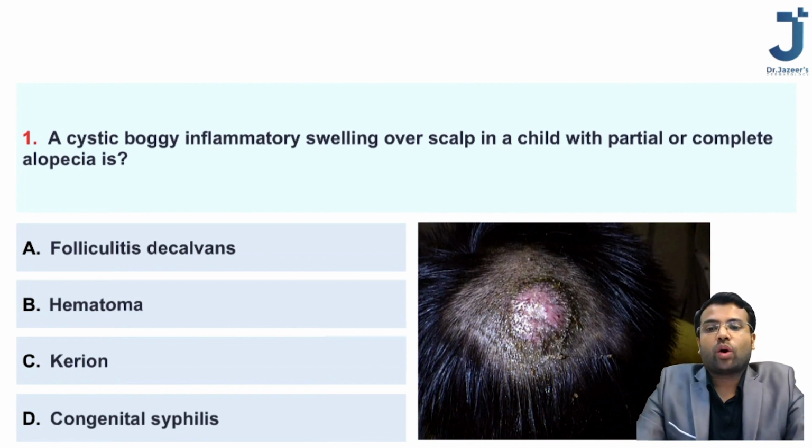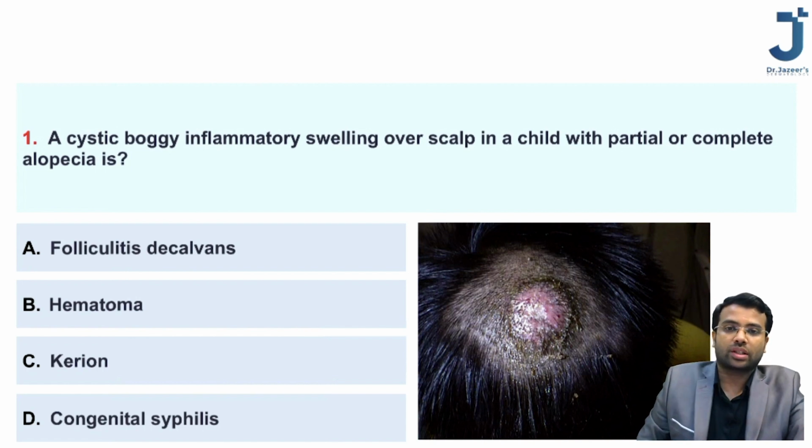A cystic, boggy, inflammatory swelling over the scalp in a child with a partial or complete alopecia is. The options are folliculitis decalvans, hematoma, kerion, and congenital syphilis. So you can concentrate on the image first. You can see there is a tender, boggy inflammation of the scalp.